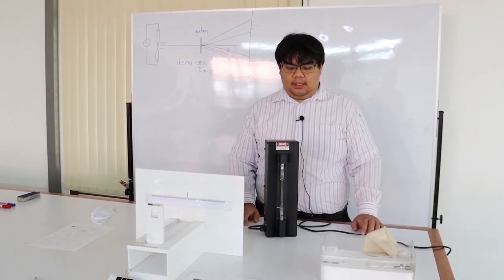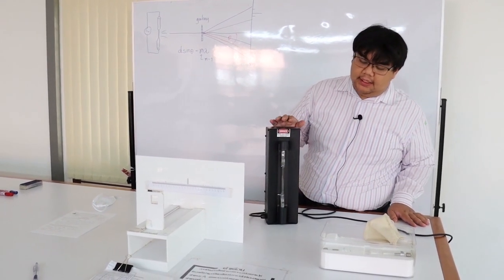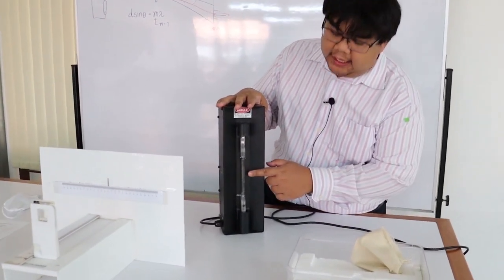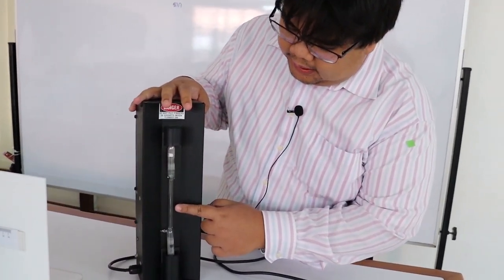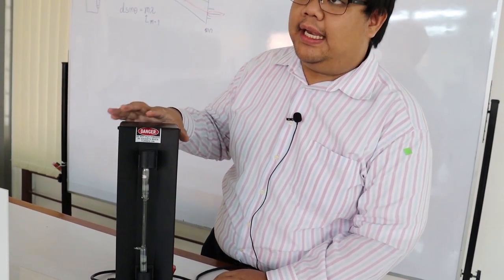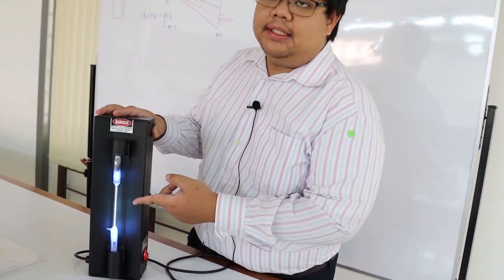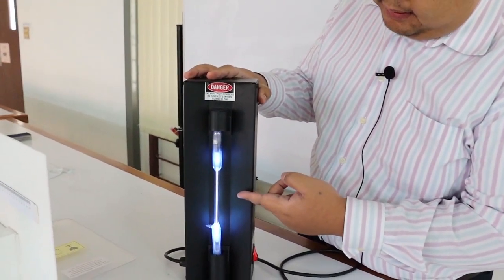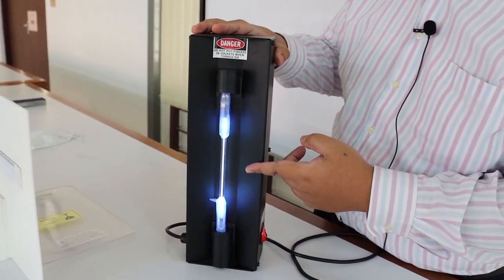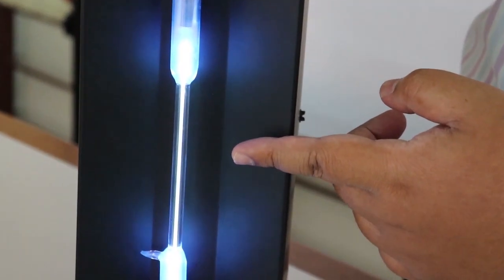Okay, now we see the experiment, and this is the tube that I told you about. This is the mercury tube, and this is the high voltage source. When I turn on the switch, the light will come out from this tube. This light is a mix of white and blue. Okay, this is the spectrum that we use to do the experiment in this lab.